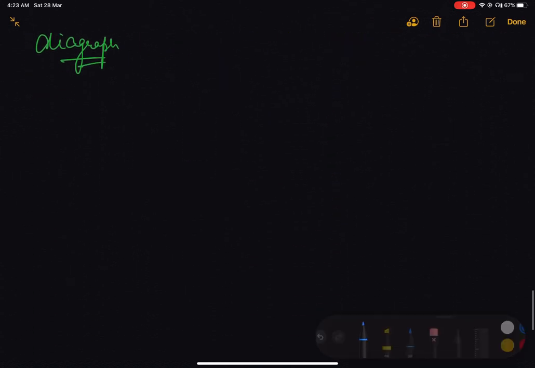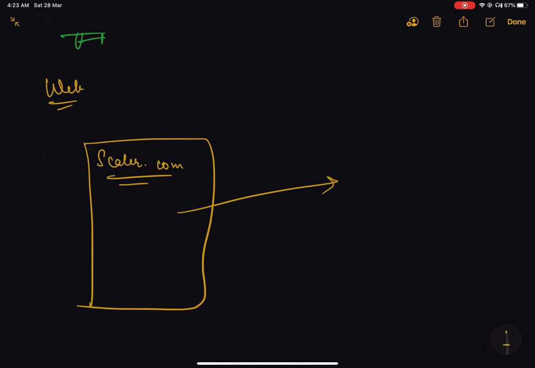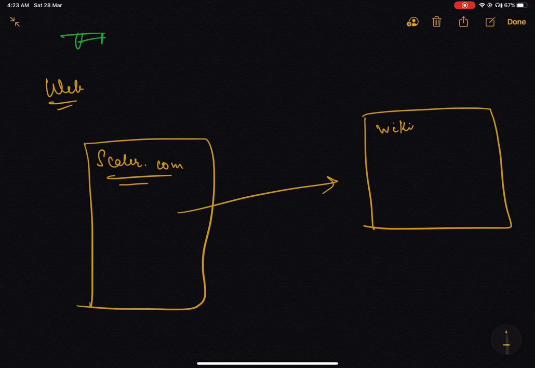Also, another important application of graphs is in the whole internet or web. Have you seen pages? Whenever you visit a website, for example, you are visiting scalar.com. A scalar.com web page might link to another web page, let us say wikipedia.com. It might not be true that wikipedia.com is also linking to scalar.com, but still, we get an idea that the hyperlink graph of the web can be represented as a graph.